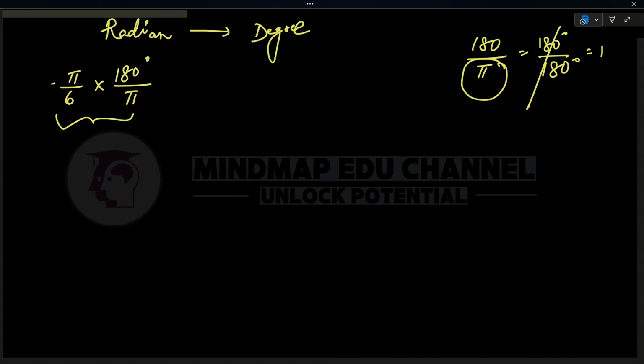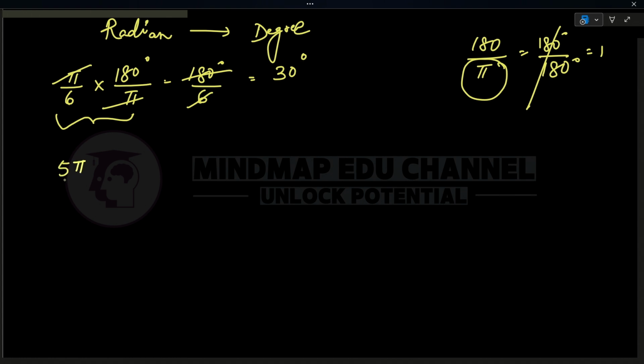So here, pi and pi get cancelled. We will get 180 degrees over 6. And we know that after reducing it, we will get 30 degrees. Easy. Got it? Let's do more examples.